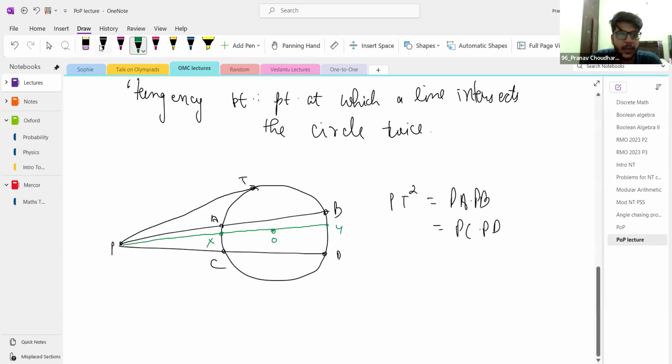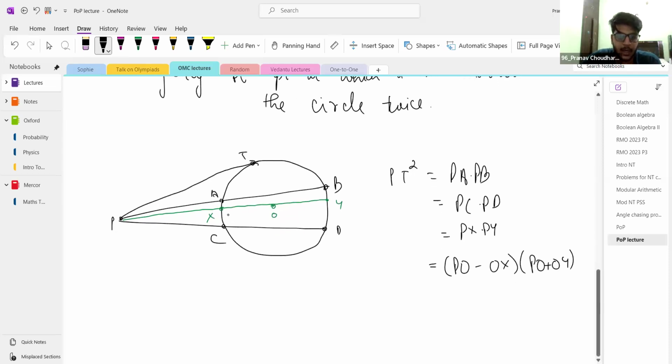So from what we were doing, we know that this is equal to Px times Py, right? So I can write Px as Po minus Ox times Py as Po plus Oy. If the radius is r, then this length is also equal to r, right? So I get Po minus r times Po plus r. So I get Po square minus r square.